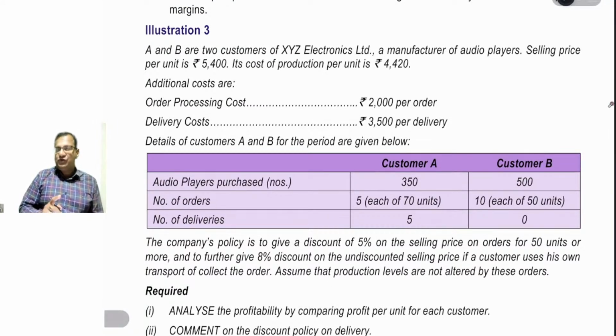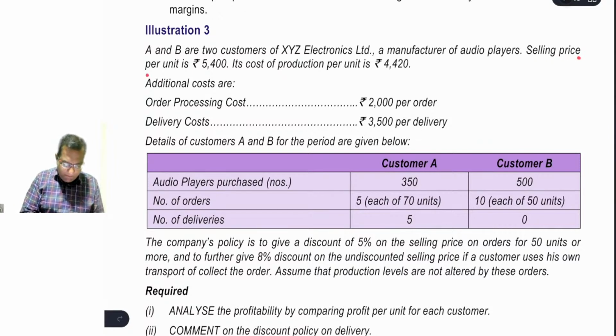We are reading this question combinedly, but as usual, the first chance will be given to you to solve this question on your own. And once your efforts are over, then we will discuss it combinedly through writing. Okay, chaliye beta, padhiye. A and B are two customers of XYZ Electronic Limited, a manufacturer of audio players. So definitely a customer profitability statement will be prepared for A and B when both customers are purchasing the same product. Customer A is purchasing an audio player. Customer B is also purchasing the audio player.